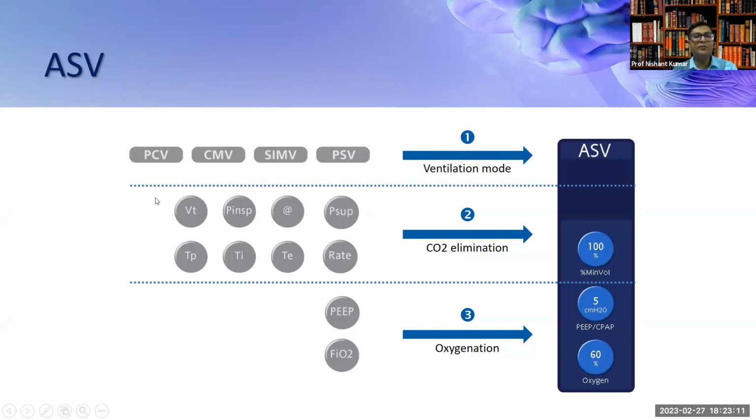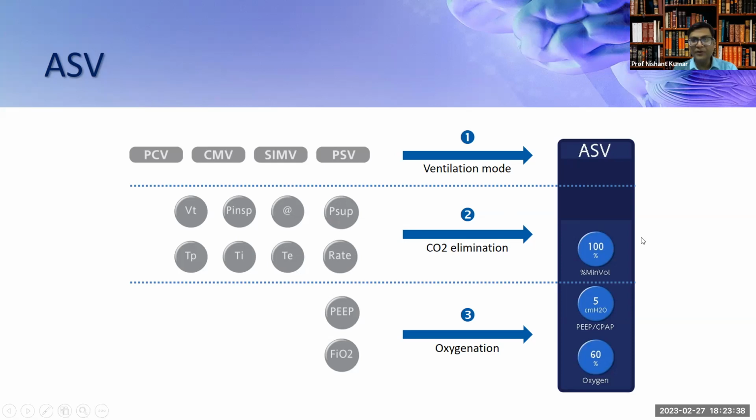Now, for all these modes, we set a variety of parameters for CO2 elimination. That is tidal volume, we set the pressures, we set the inspiratory time, we set the expiratory time, we set the inspiratory pressures, we set the pressure support, we set the rate. That is for the minute ventilation to be achieved for CO2 elimination. As we all know, the higher the minute ventilation, the more the CO2 elimination.